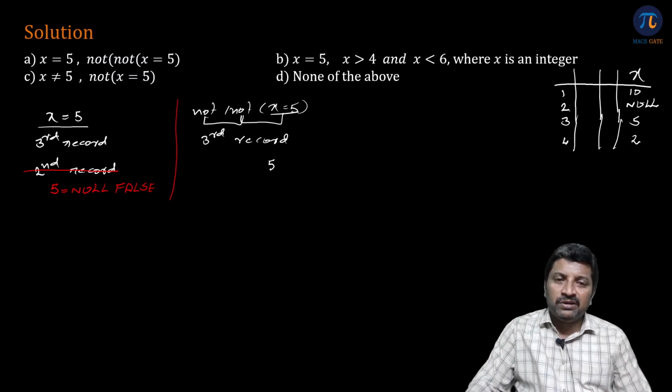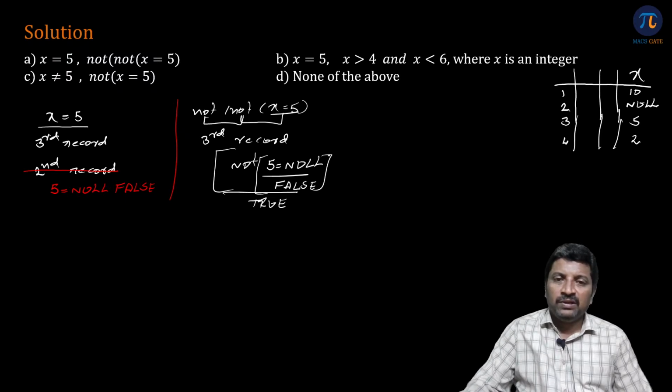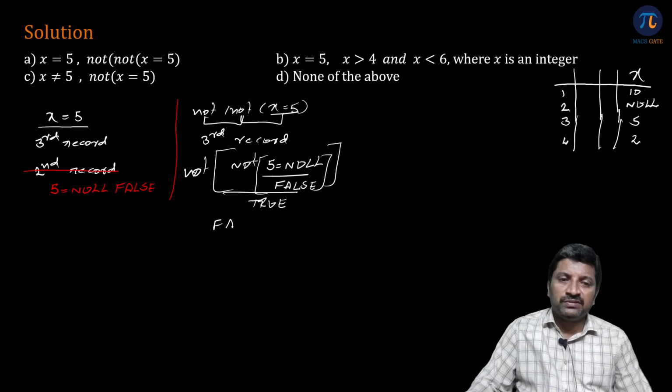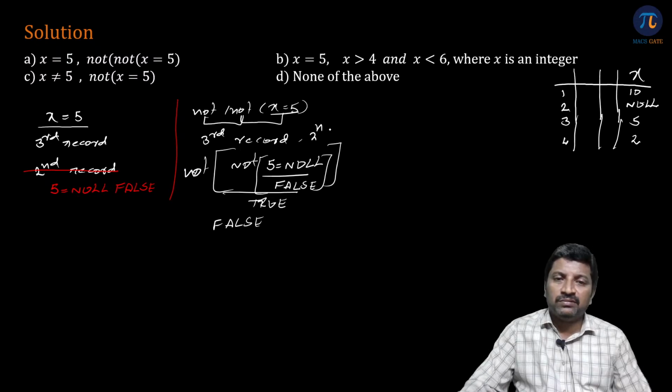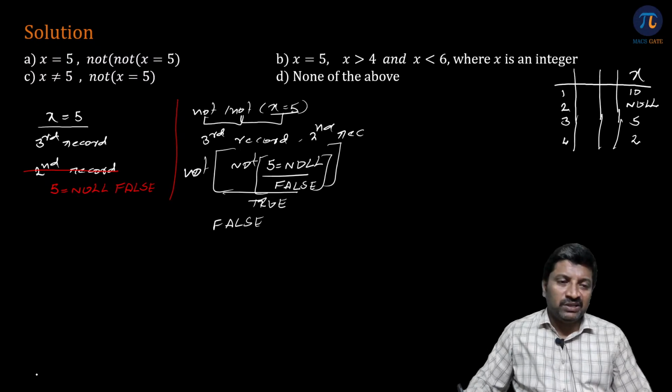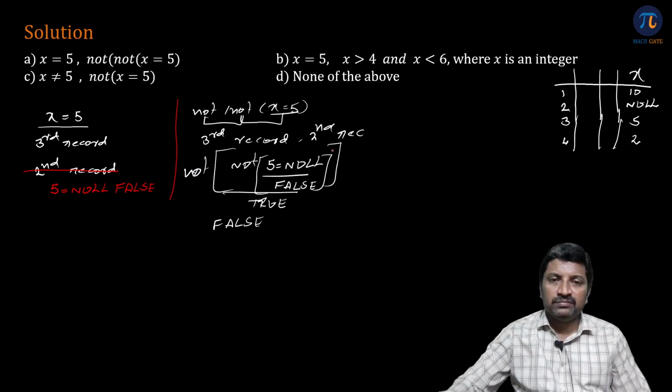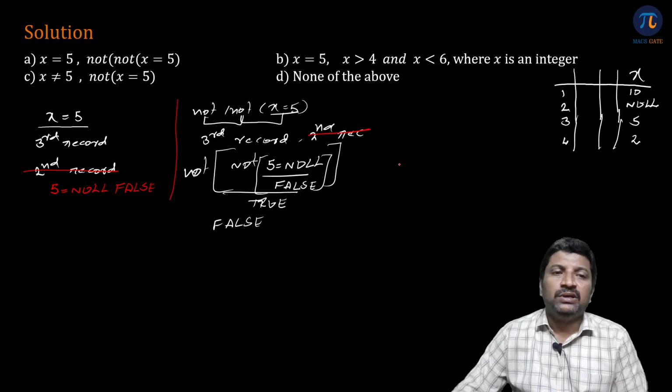What about null, sir? 5 equal to null. This is false. When you apply not, this is true. When you apply not again, this is false. So it doesn't display the second record. Hope you understood it. That is the story, sir.